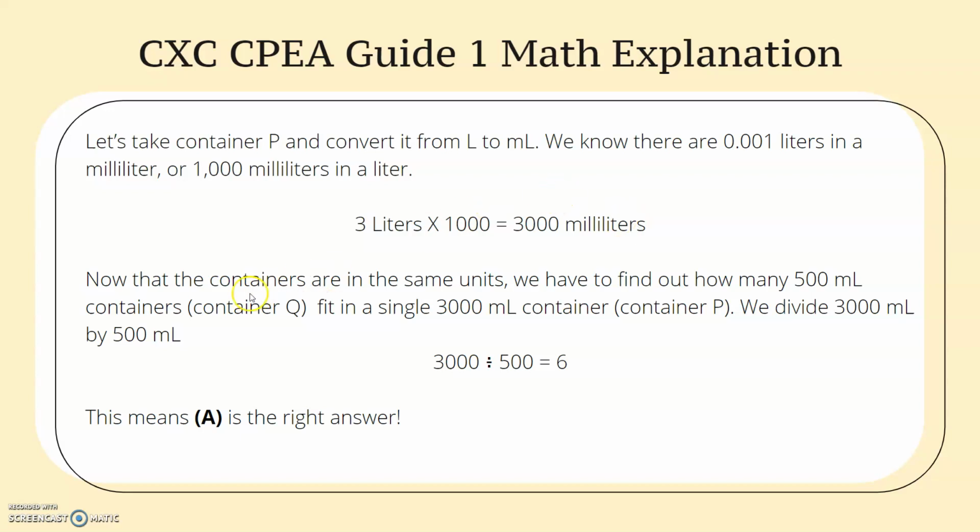Now the containers are in the same units, so we can find out how many container Qs are in container P. The question stated that container Q was 500 milliliters. Now that both are in milliliters, we divide: 3,000 divided by 500 equals 6. This means that six 500 milliliter containers can fit in one 3,000 milliliter container. So A is the right answer.